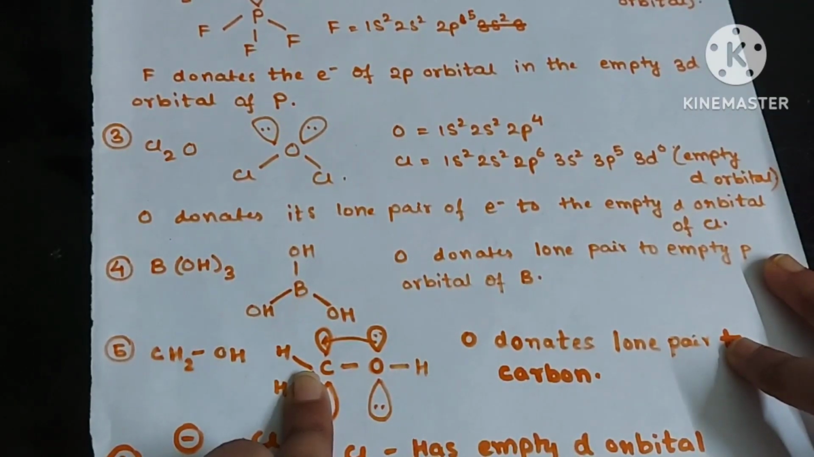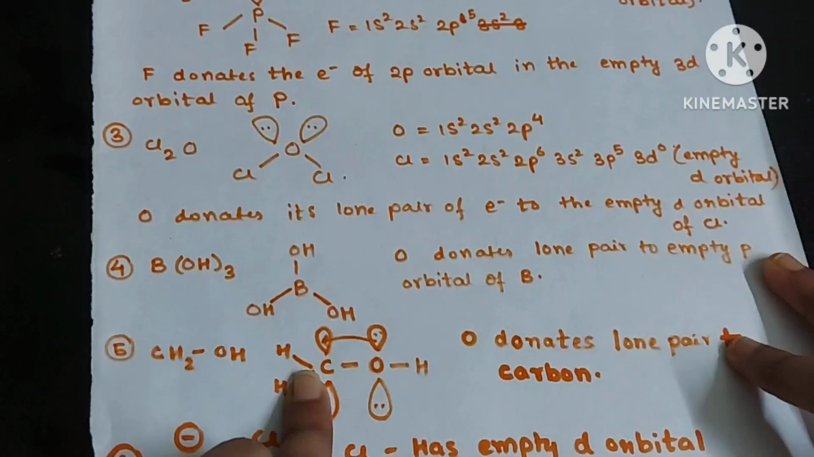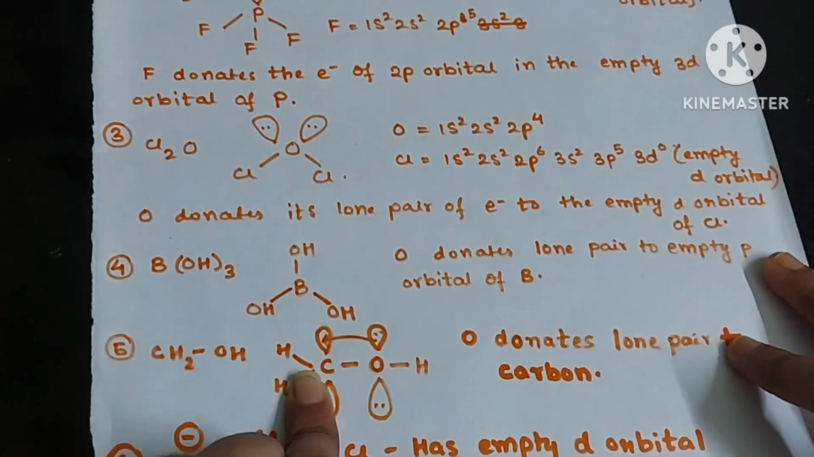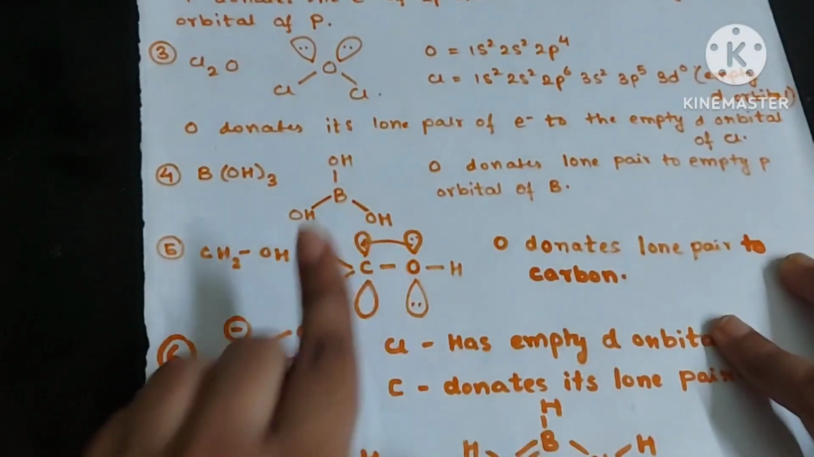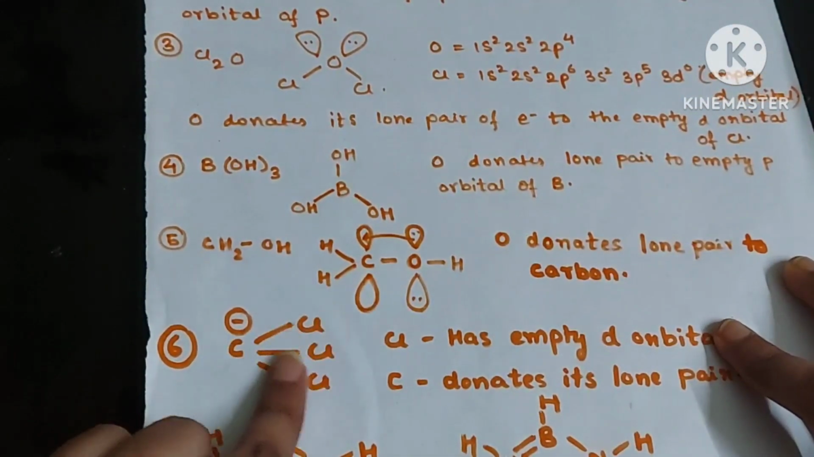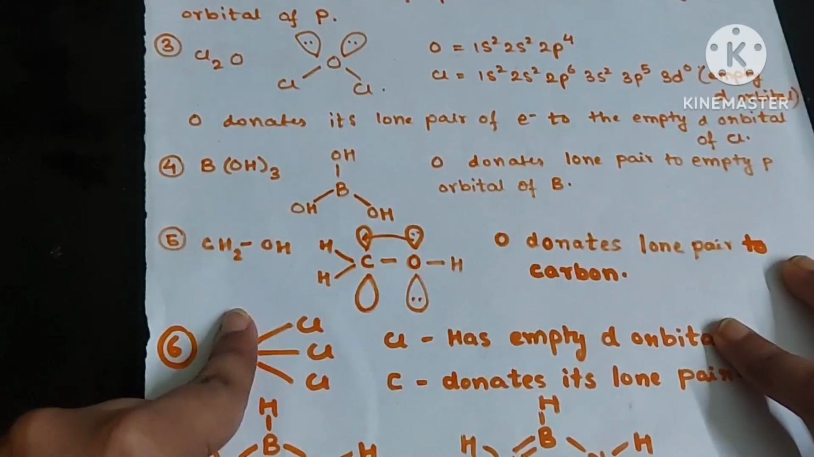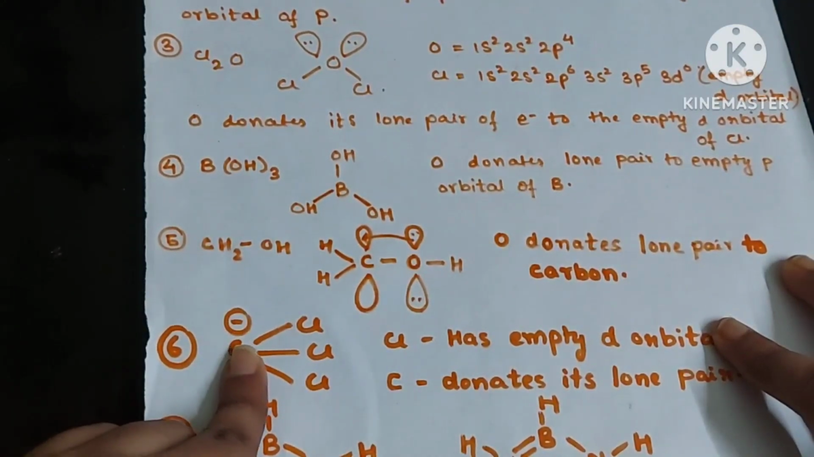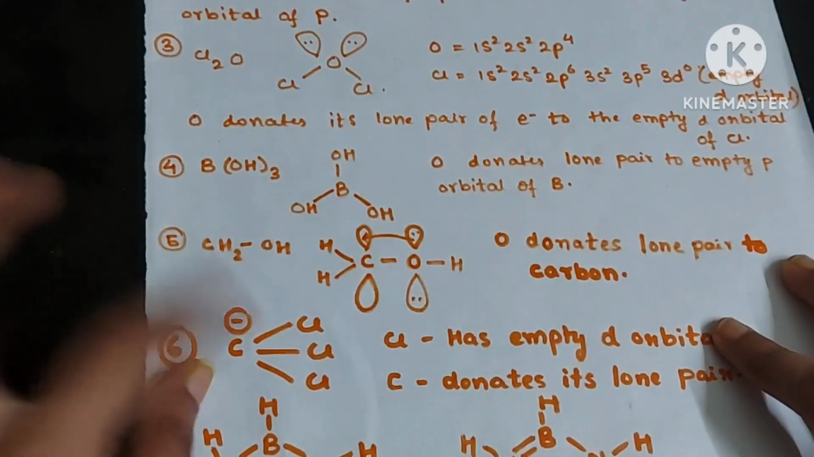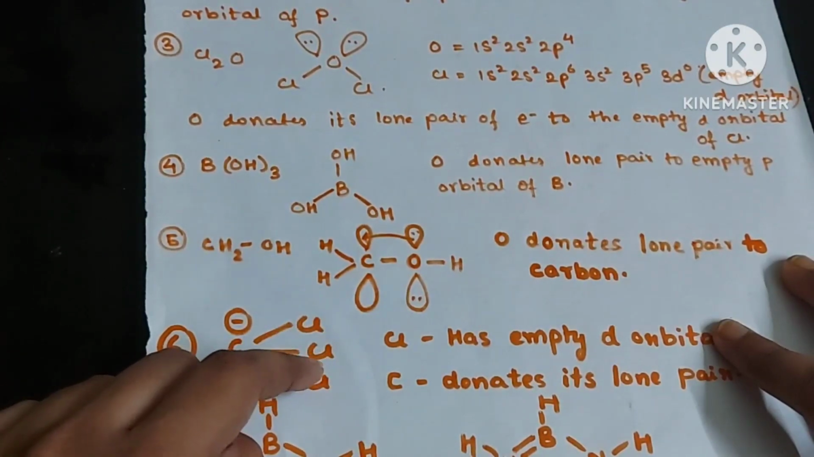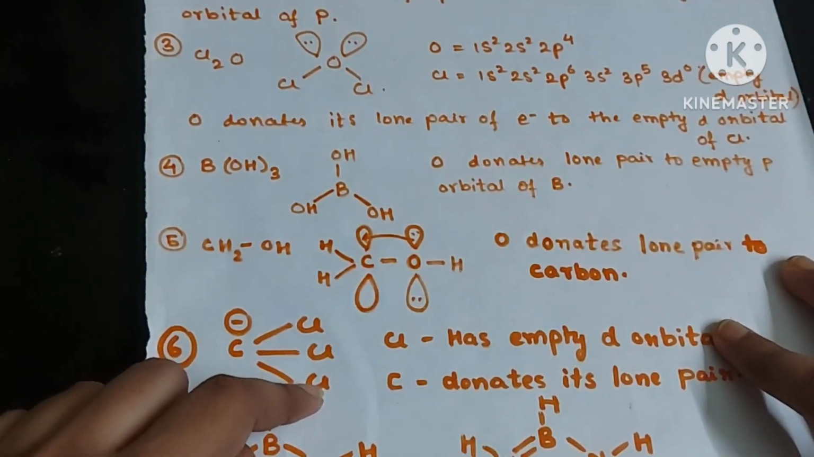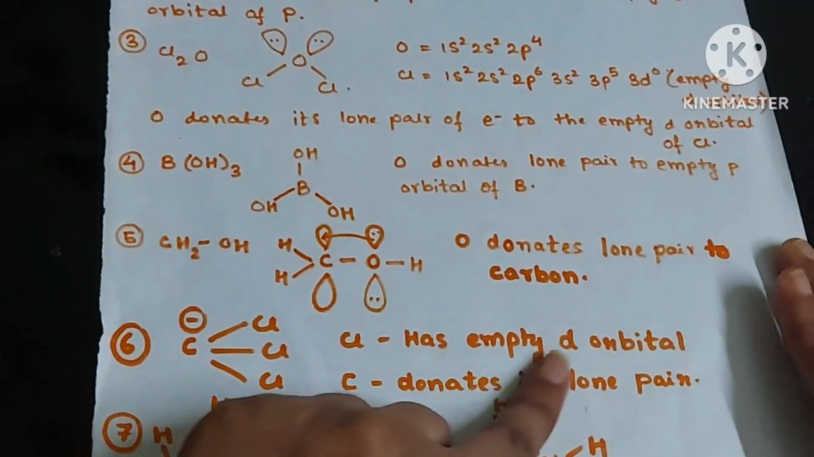What is the electronic configuration of carbon? 1s2, 2s2, and 2p2. It is having 1 p orbital empty, so oxygen will be donating its lone pair to carbon. Then the sixth example is this. Here carbon is having a minus charge, that means carbon is having a lone pair of electrons. This is a carbanion. It is going to donate its electron to chlorine. So chlorine is having an empty d orbital.